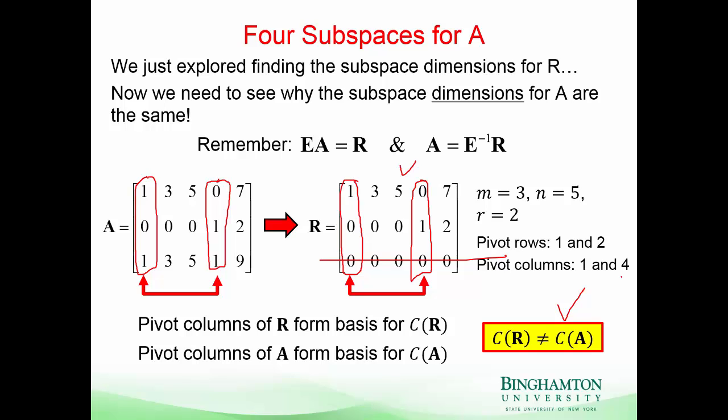But now we have a clue as to how to go about finding it. We find R not for the sake of finding its subspaces, but just to find the positions of the pivot columns. Once we have those, we extract the corresponding columns out of A, and those will be the basis vectors for the column space of A. So it becomes easy to find it. It takes a little bit of work, but it's not horrible.